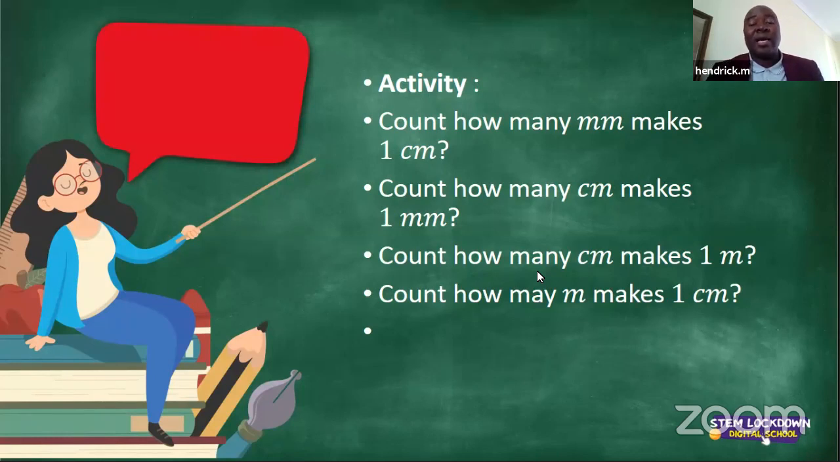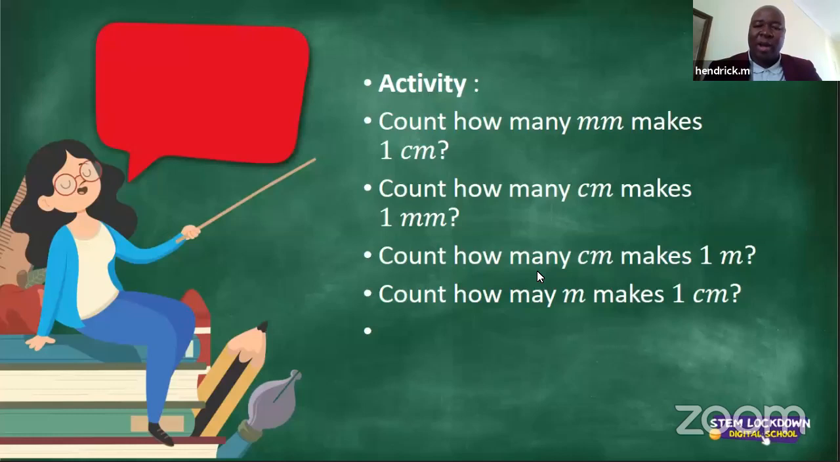Now the last one is to calculate how many meters make 1 centimeter. So it's basically the opposite of the previous question. That means you have to divide now by 100. And of course, if you divide 1 by 100, you'll get 0.01.